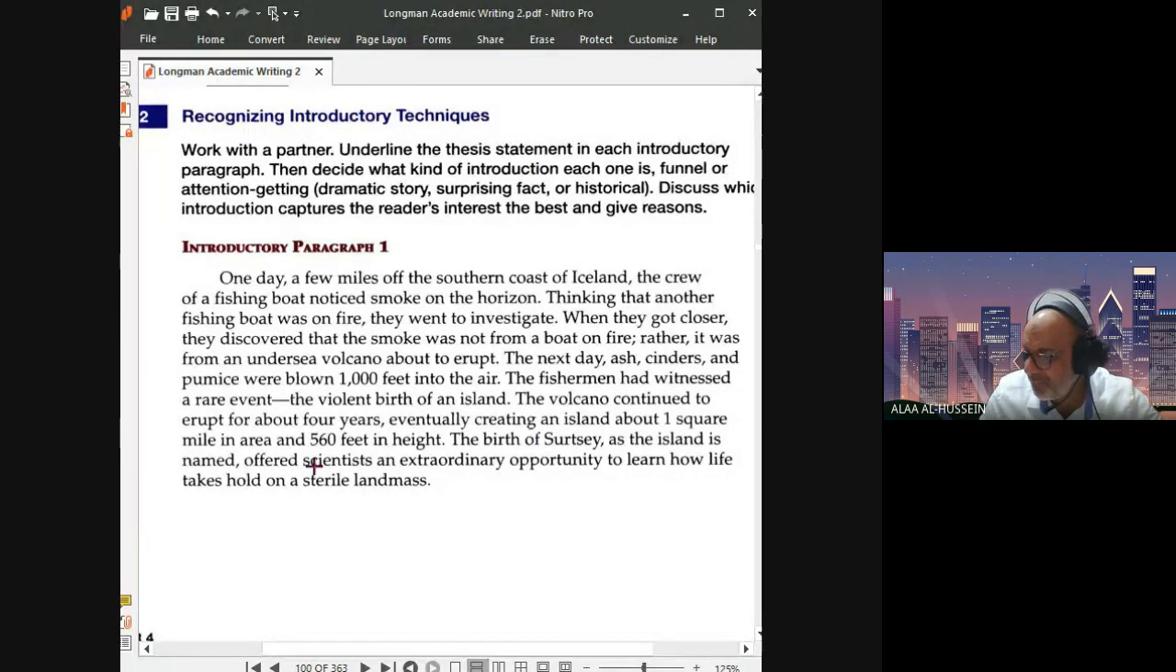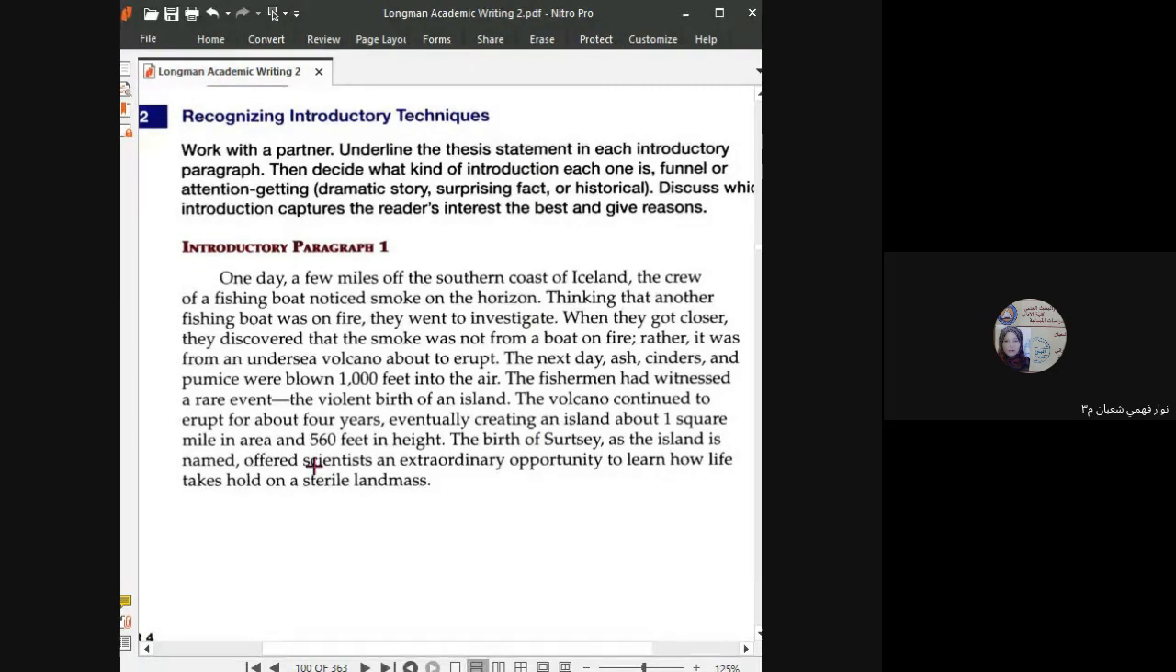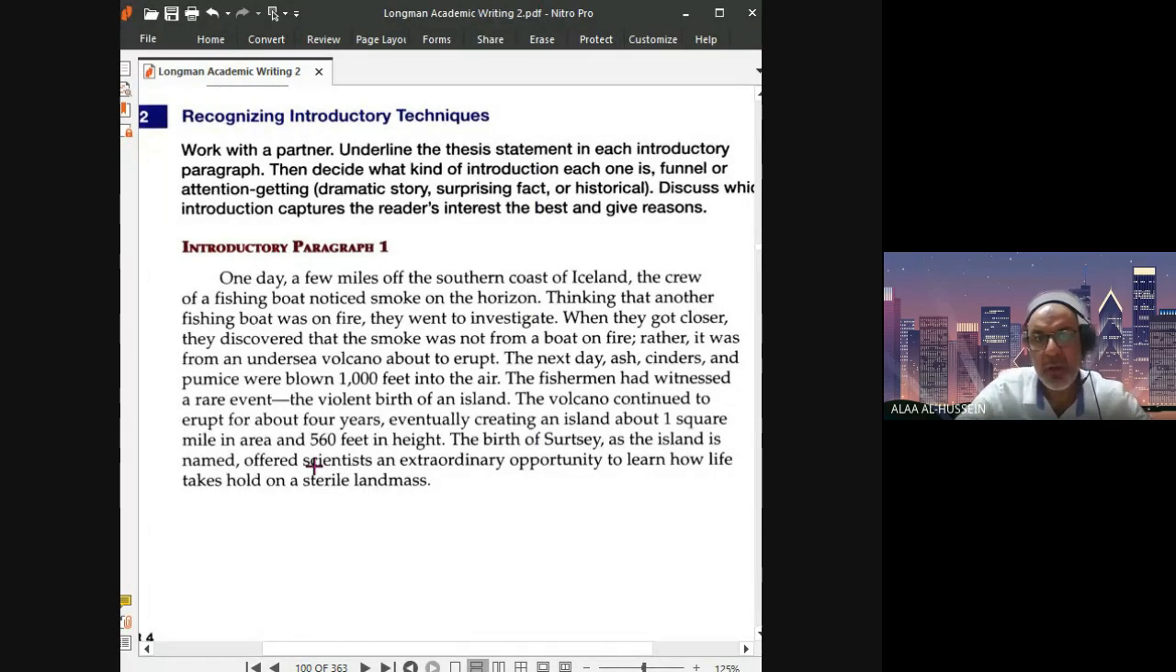Nawar, what do you say? Yes, doctor. I think also it's an attention-getting introduction because it starts with a story. It's like talking about a particular event. Okay, so you think that it starts by telling us a story. Okay. Abbas Abdul Bari, what do you say?